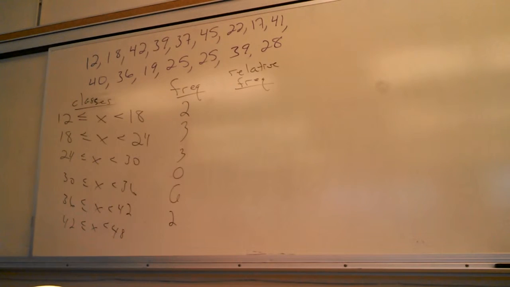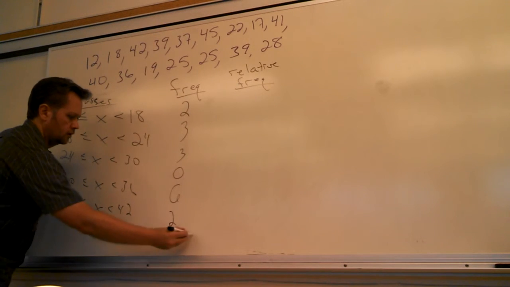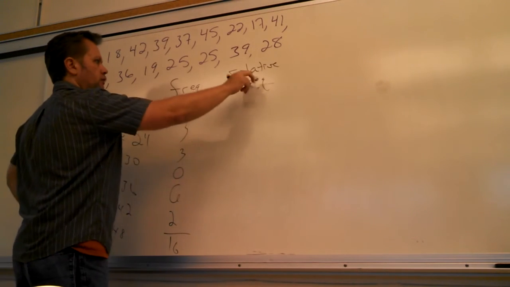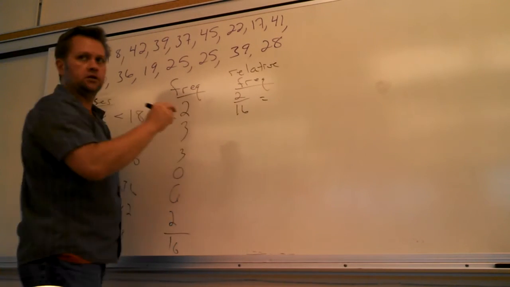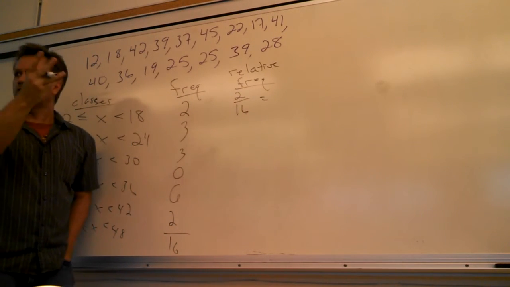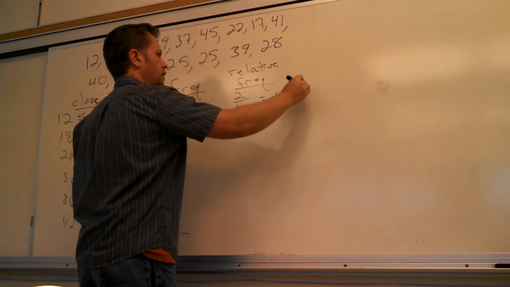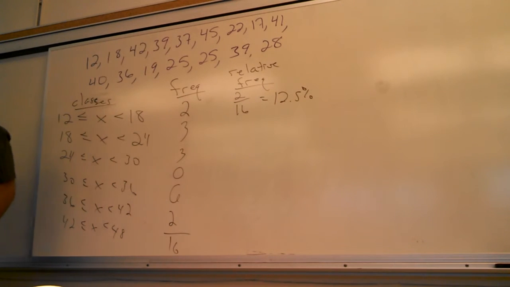Relative to the total, how many are in this class? So the total was 16. So what's the relative frequency here? 2 out of 16, which is 1/8. 1/8, which is 12.5%. You do 1 divided by 8, 0.125. You guys with me? Go ahead and make it into a percentage.